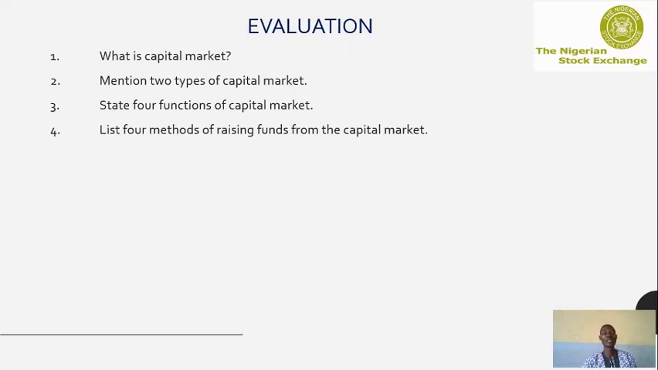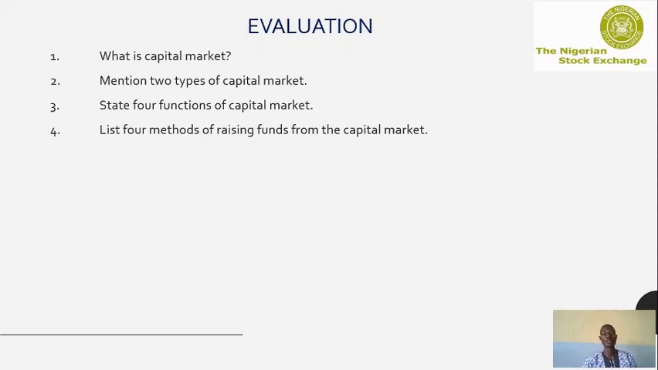Number 2, mention 2 types of capital market. 1, primary market. 2, secondary market. And we said the primary market is for new issues, while the secondary is for already existing shares.